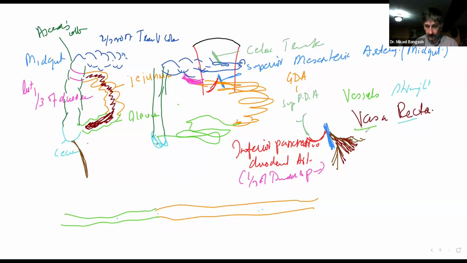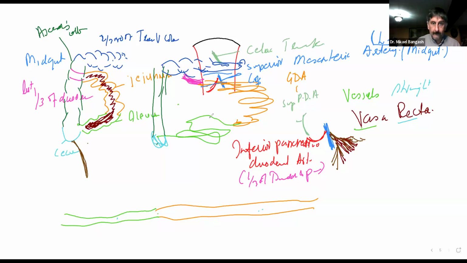Sorry, one important thing. This superior mesenteric artery is going to branch off the aorta at level L1. So the superior mesenteric artery is going to branch off at the aorta at the level of L1, which is going to be your first lumbar vertebra.